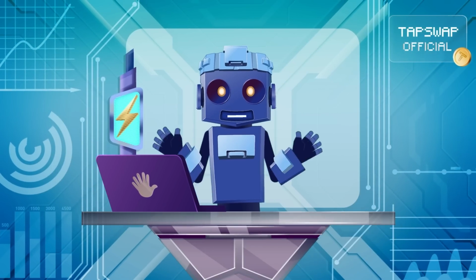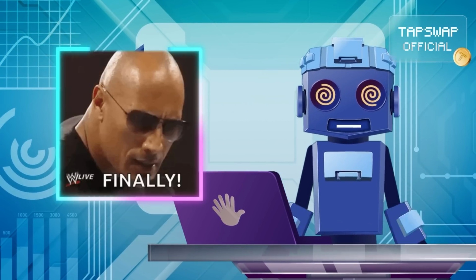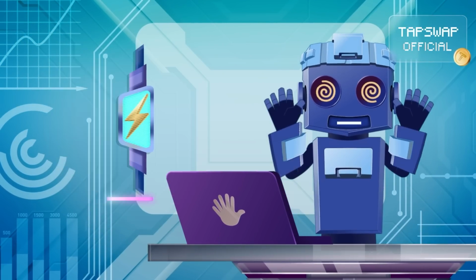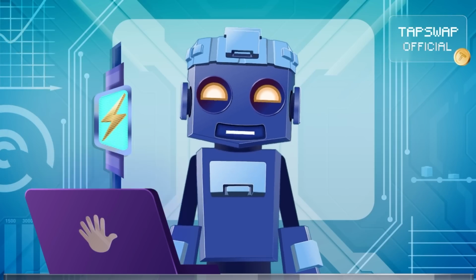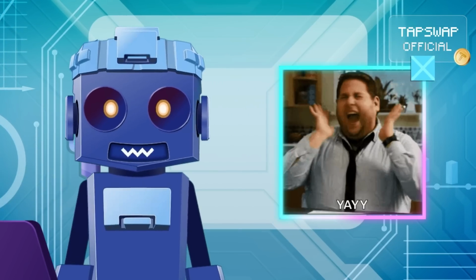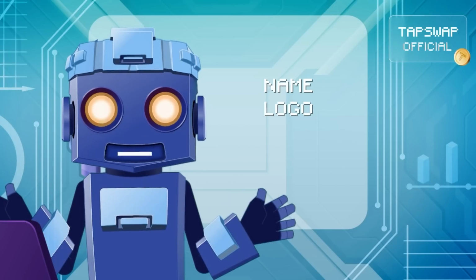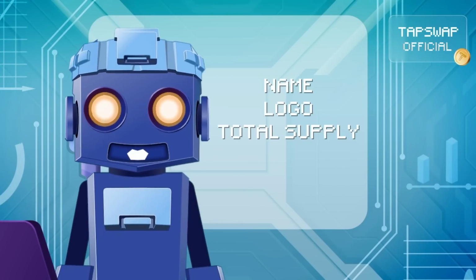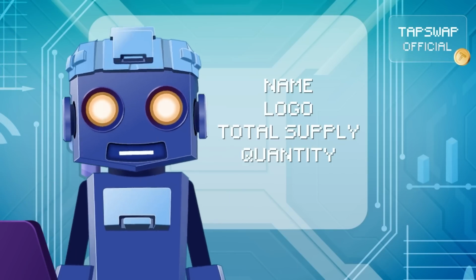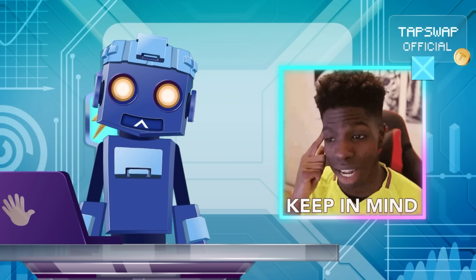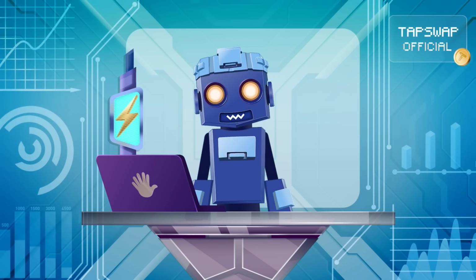The next step is crucial. It's designing your very own token. You need to decide on the details of your meme coin. This includes choosing the name, logo, total supply of coins, and how many tokens will be created. Keep it on your memory board that these decisions should align with the concept you defined earlier.